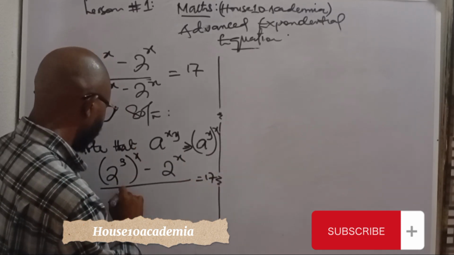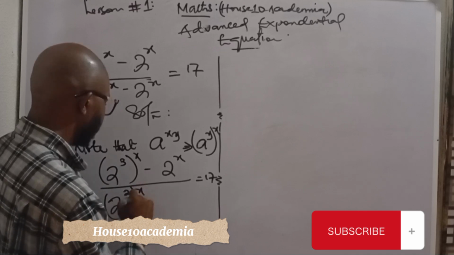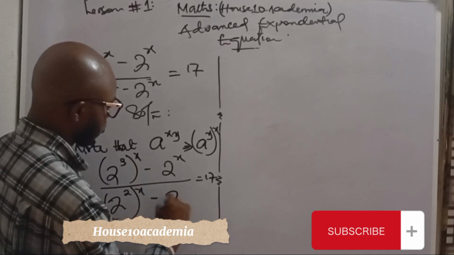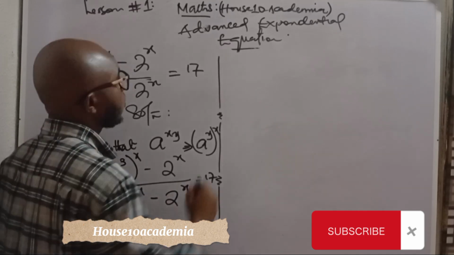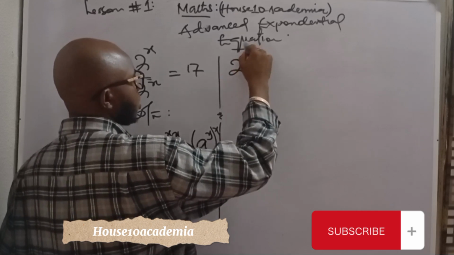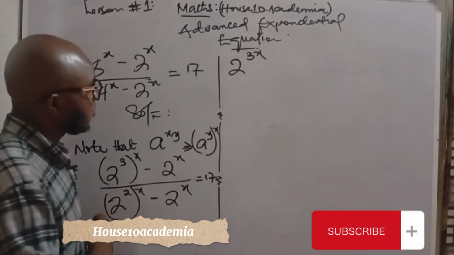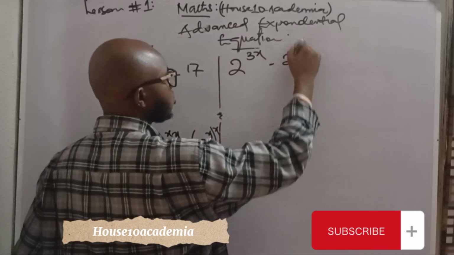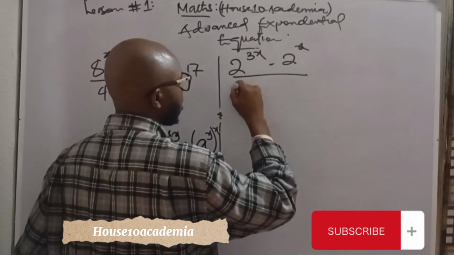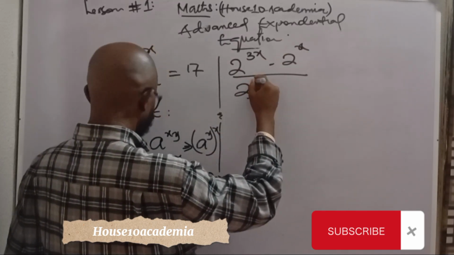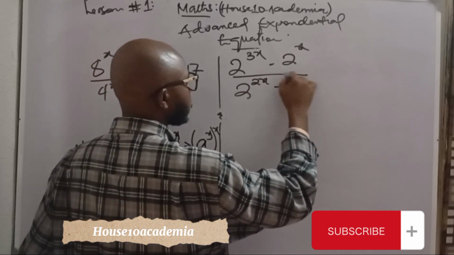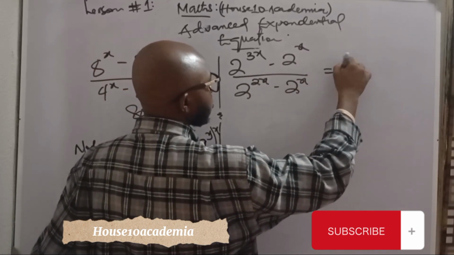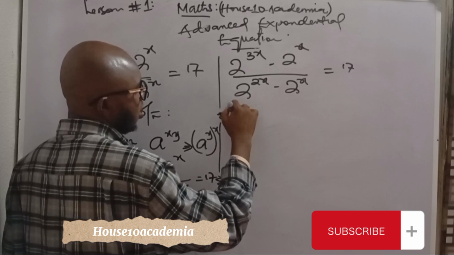This will give us 2 raised to power 2x minus 2x. Now we can equally have 2 raised to power 3x from here. Then this will give us minus 2 raised to 2x over 2 raised to 2x minus what? 2x equals 17. Here we are going to what?